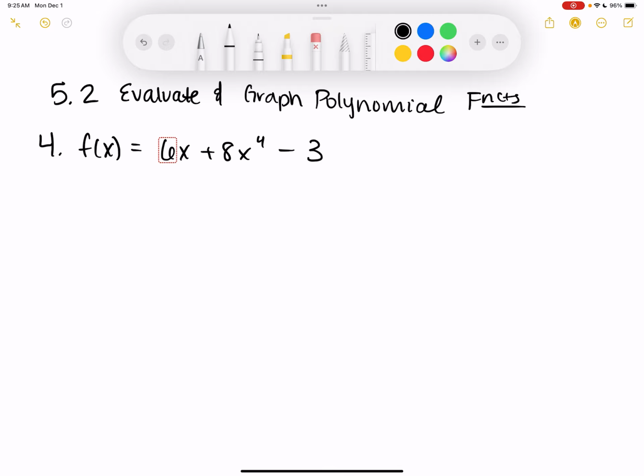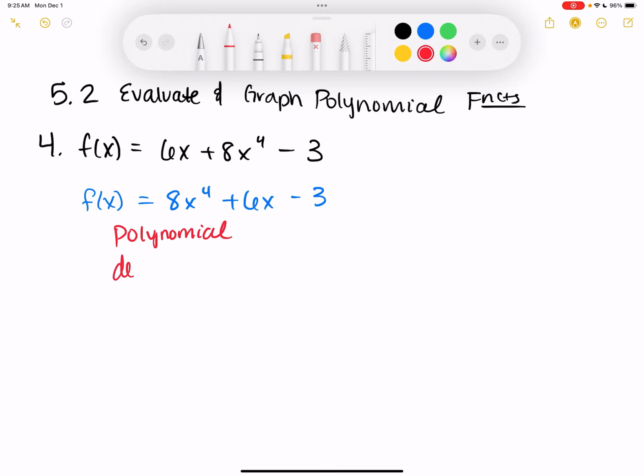Okay, so this one would be polynomial because I have an x to the 1 and an x to the 4, and this essentially is my x to the 0, which we don't really ever think about it that way. So I need to rewrite these in descending order. So it's going to be f of x is equal to 8x to the fourth plus 6x minus 3. So this is polynomial.